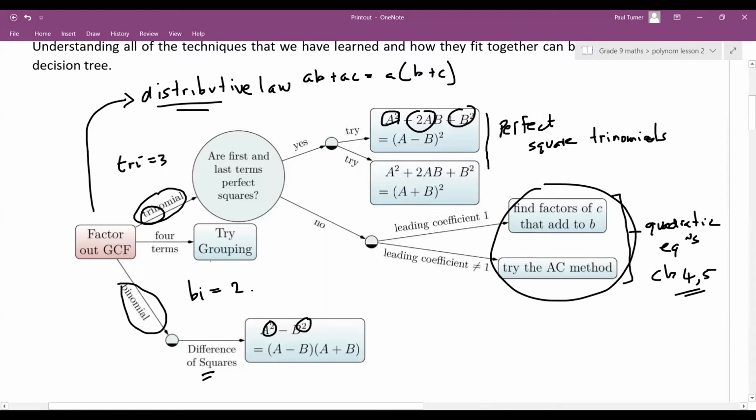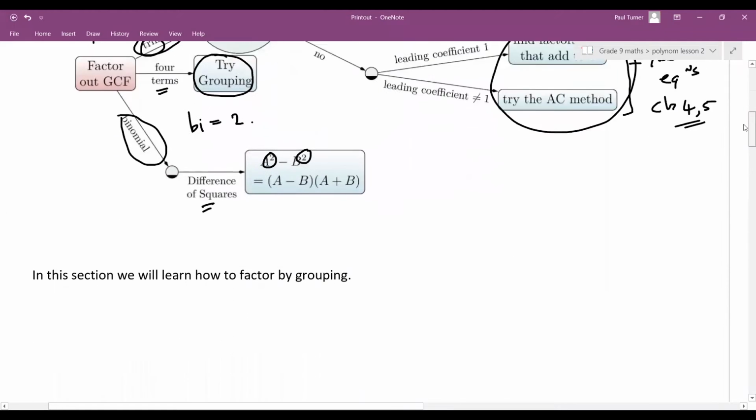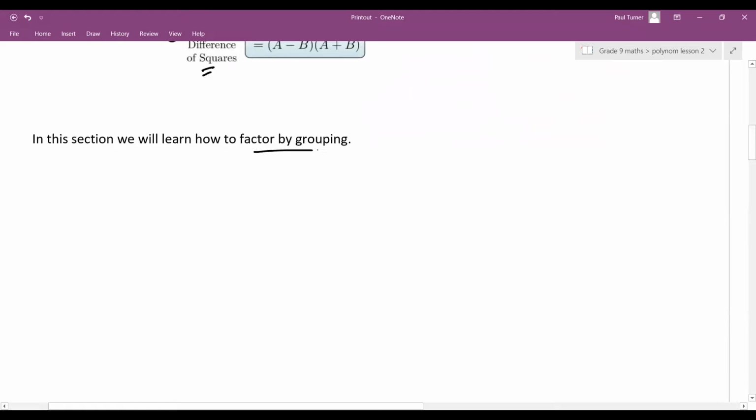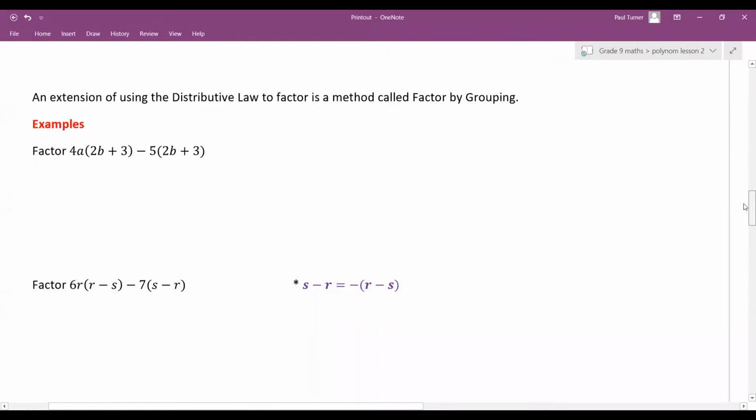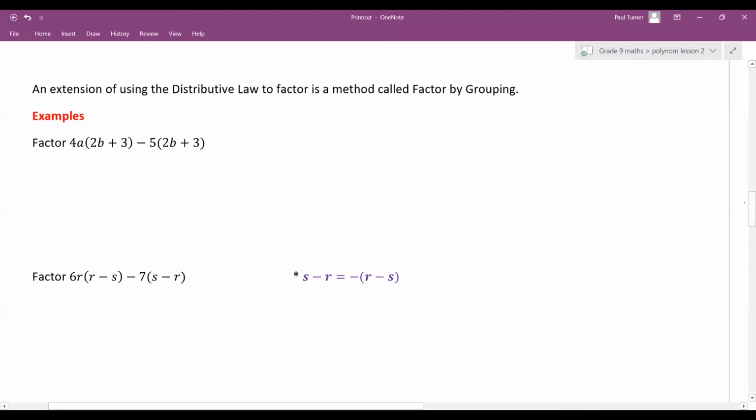What you're going to do today is this method here, grouping. And we do that when we have 4 terms. So that's the method we're going to do here, factorizing by grouping. It's really just an extension of the distributive law here.